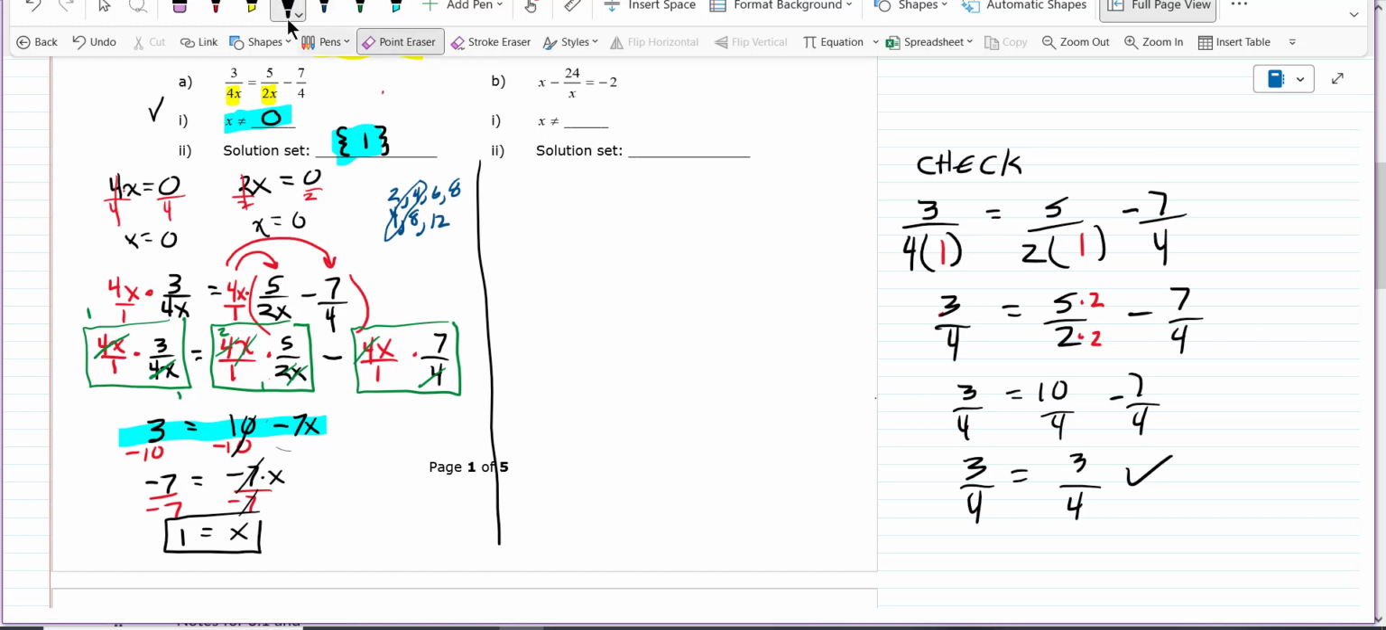First thing we're going to do is look at this one denominator. We set that equal to 0, and that automatically tells us that x cannot be 0.